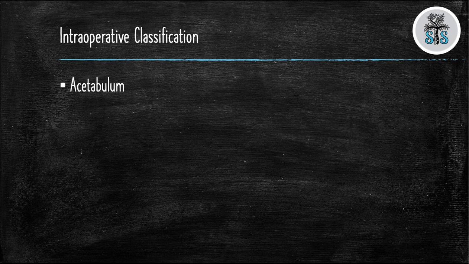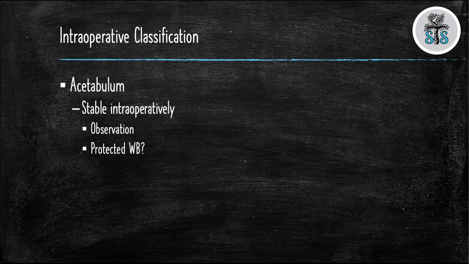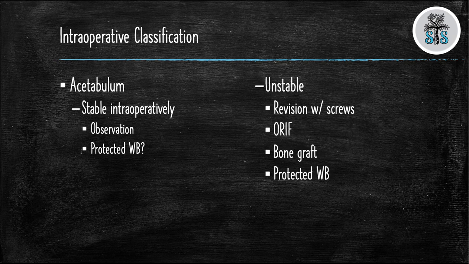If you determine there is a fracture, you must evaluate the stability. If the acetabulum is stable, you do not need to do anything, and you can think about protecting their weight bearing, but this is definitely a controversial subject. If you determine the cup to be unstable, then you can perform any of the treatment options listed below.